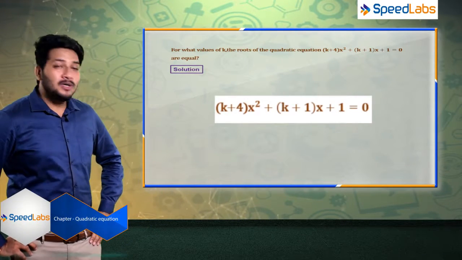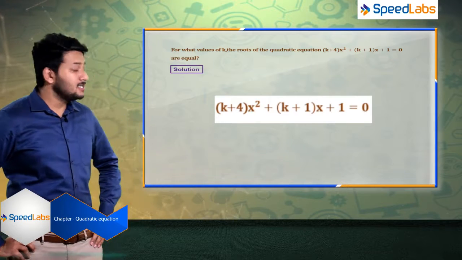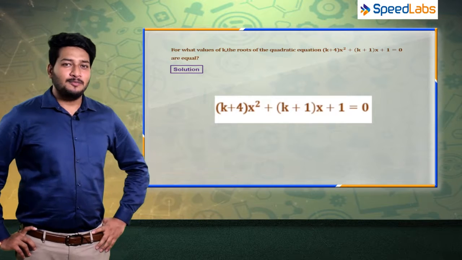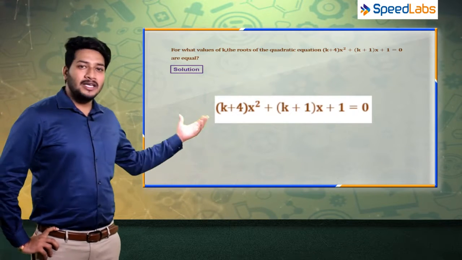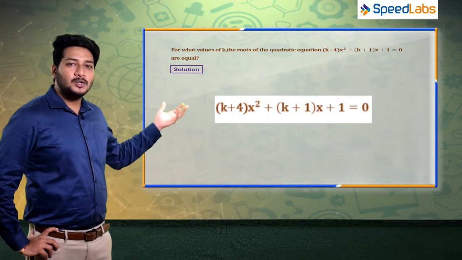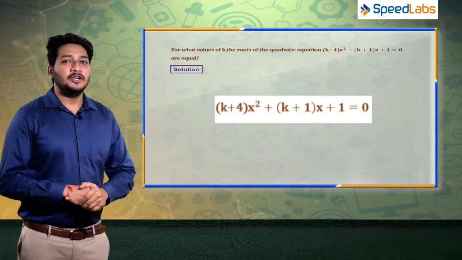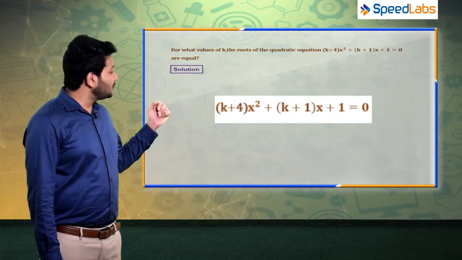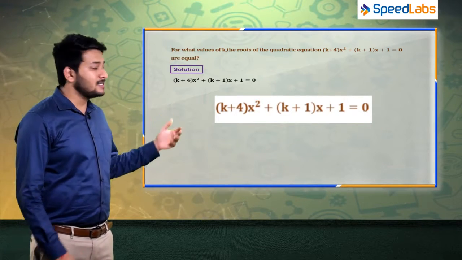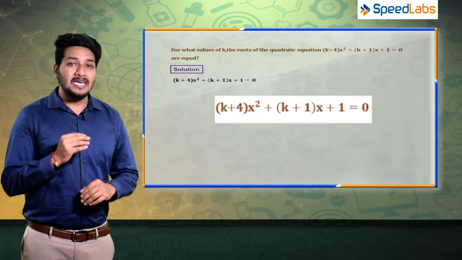So till now we have done the concepts of nature of roots and the solution of quadratic equation. So let us solve a mixed problem of both. So in this quadratic equation, they are saying that the roots of this quadratic equation are equal, and the quadratic equation given to you is (k plus 4)x square plus (k plus 1)x plus 1 is equal to 0. So आपको यहाँ पे रूट्स को इक्वल करना है.